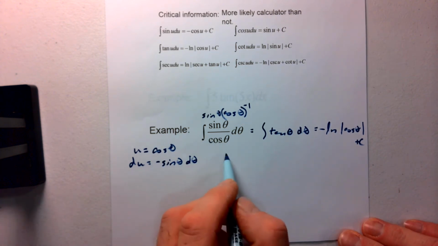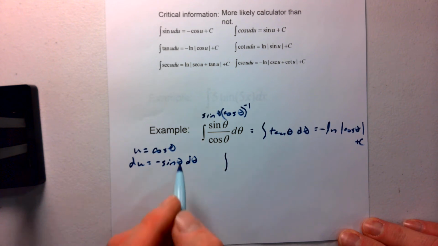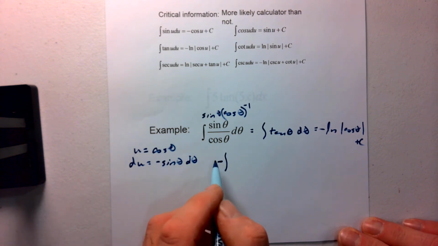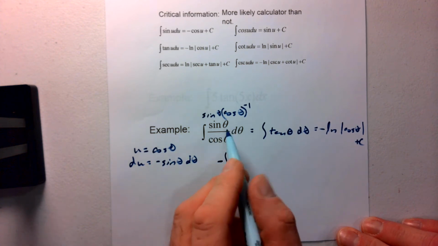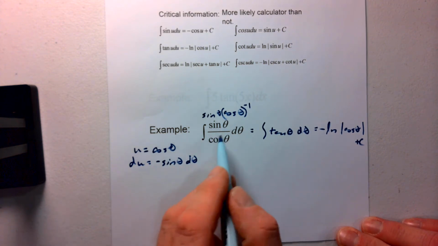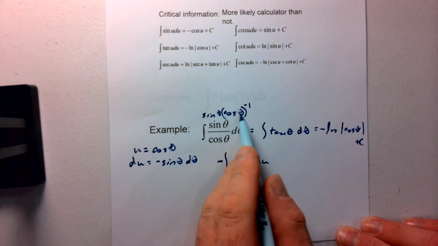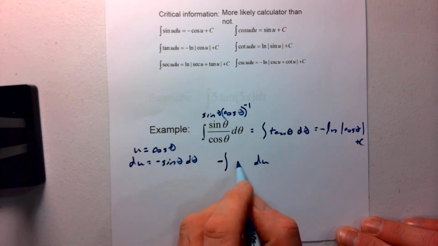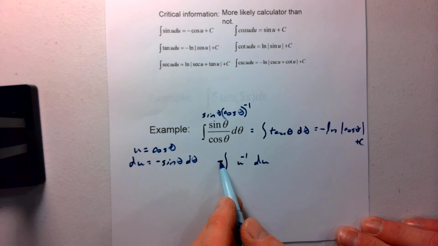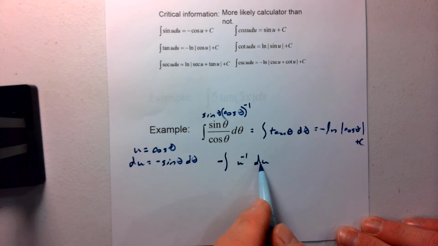Now if I look at my substitution, I'm going to have the integration. I can't use the negative, so I have the negative I'm going to pull out just like it's a constant being multiplied. And then we have our sine of theta d theta is going to go away for our du. And we're going to bring our cosine of theta out as our u to the negative first. So I have the negative integration of u to the negative first du.